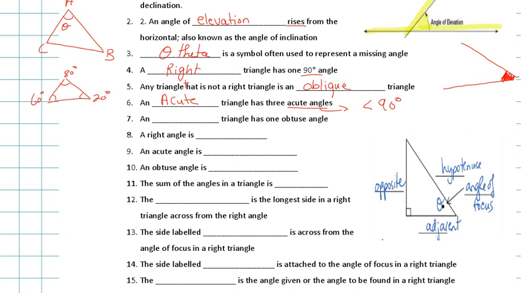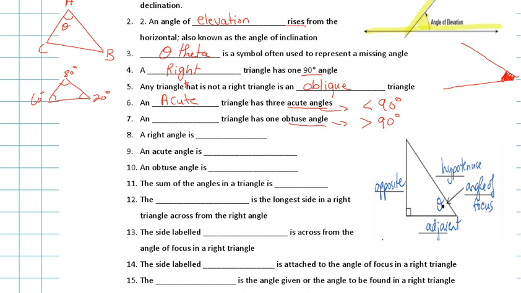Now, the minute that one of the angles in the triangle becomes obtuse, what's an obtuse angle? Larger than it. That's right. Larger than 90. The word obtuse seems like it's big. Larger than 90.